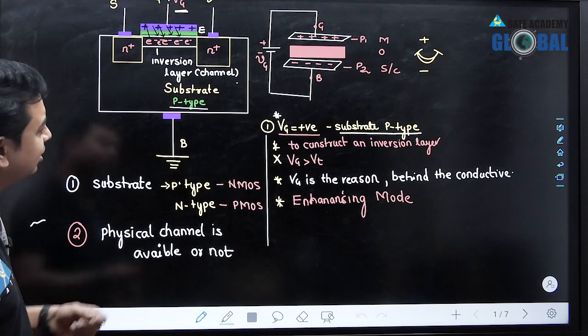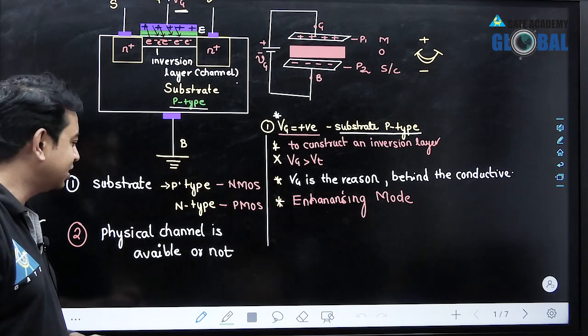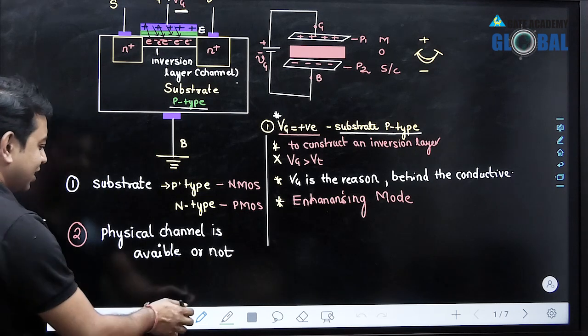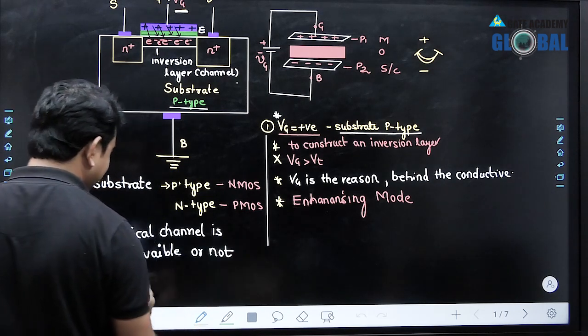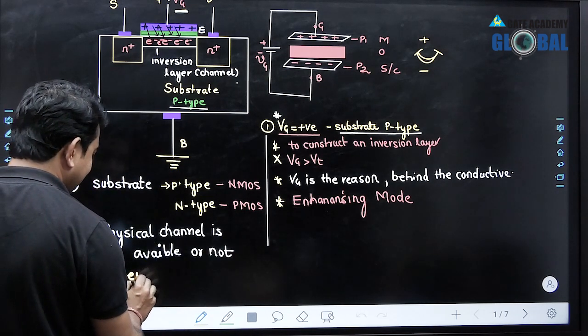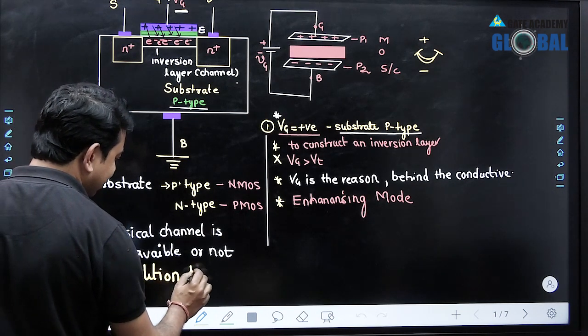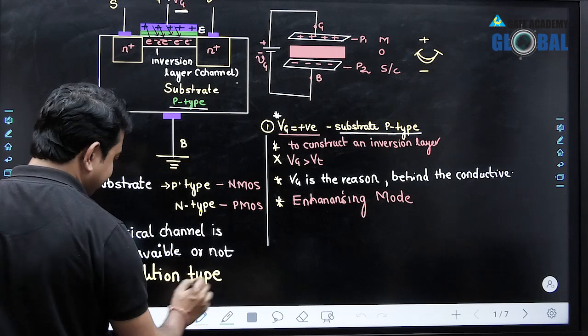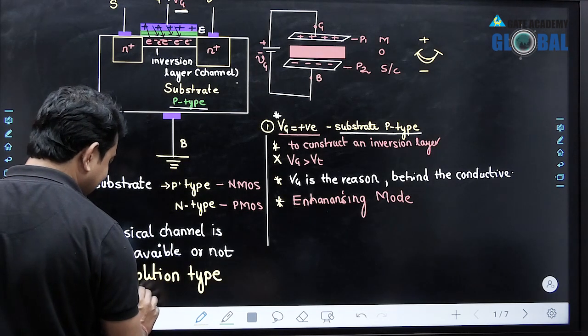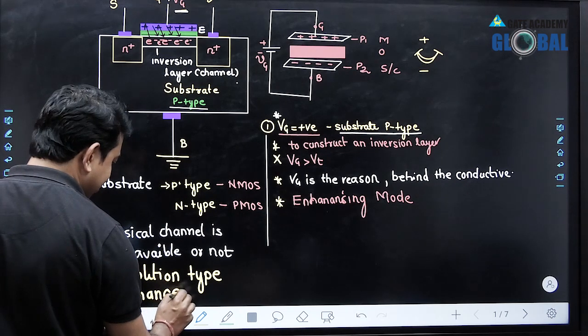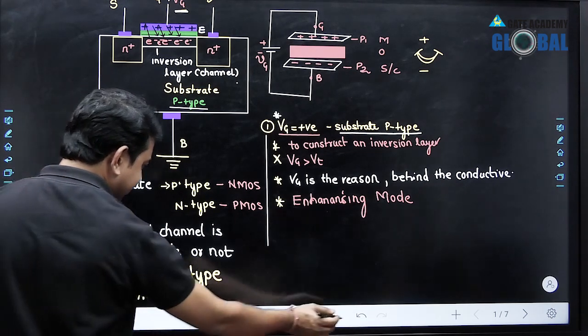But the substrate will decide the type of MOSFET, and the availability of a physical channel or not will decide the mode of operation of the MOSFET. Either we are working in a depletion type or we are working in enhancement type. So depletion type or enhancement. I think you students have understood enhancement type. Understood.